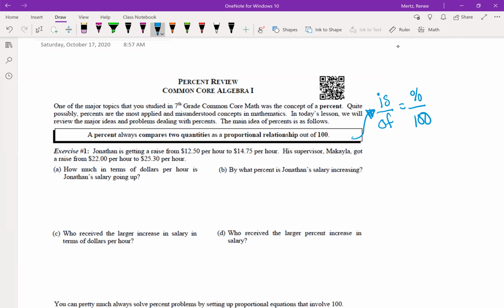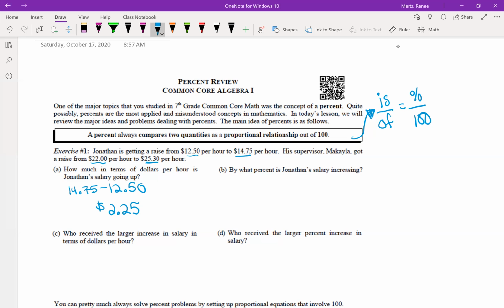Exercise 1 says Jonathan is getting a raise from $12.50 per hour to $14.75 per hour. His supervisor, Michaela, got a raise from $22 per hour to $25.30. How much in terms of dollars is Jonathan's salary going up? Please figure that out. By what percent is his salary increasing?